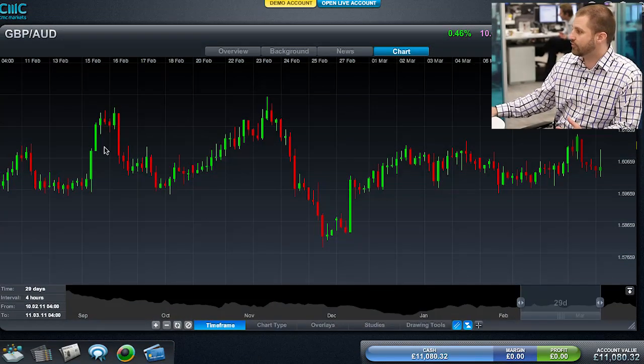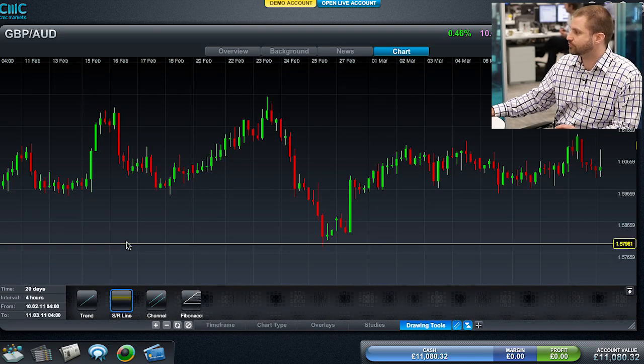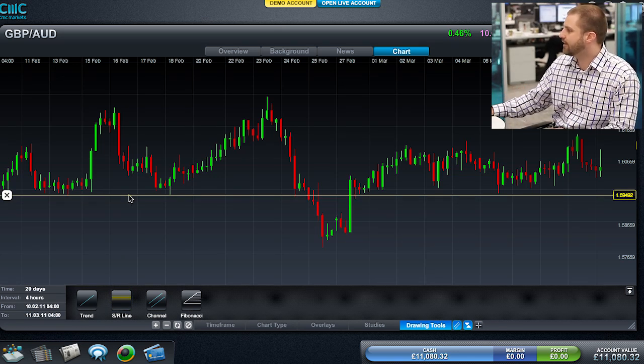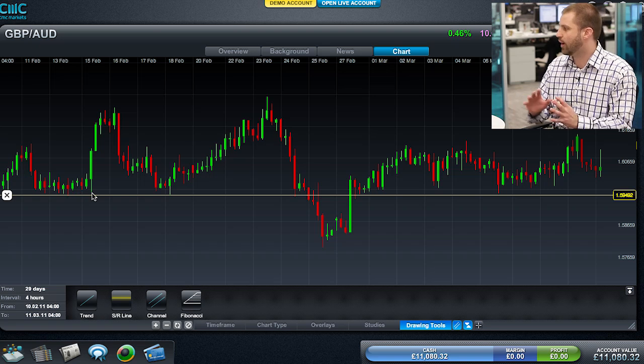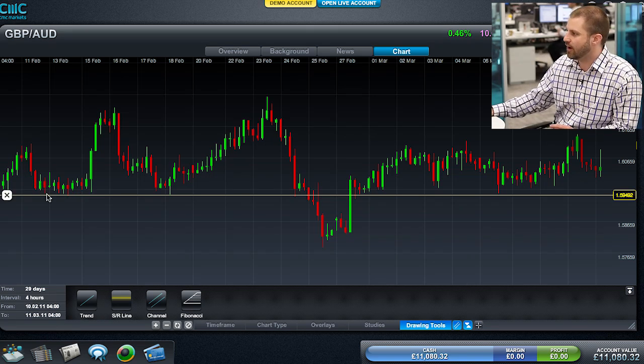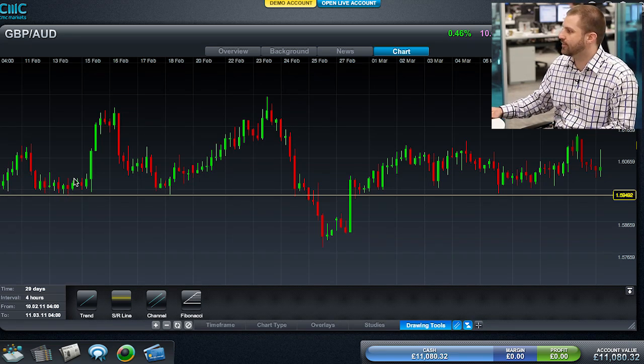The reverse side of this is a support line. A support line is completely the opposite of a resistance. It's an area lower than the current market price where the buyers come back into the market. Now, on this chart of pound versus Aussie dollar, again, if we go to our drawing tools, click on the SR line, we can start to see here in the beginning sections of this chart that there's a support level here at 1.5950, somewhere around about that level. So you can see each time that it comes down to this level, it protects it and the price starts to go back up again.